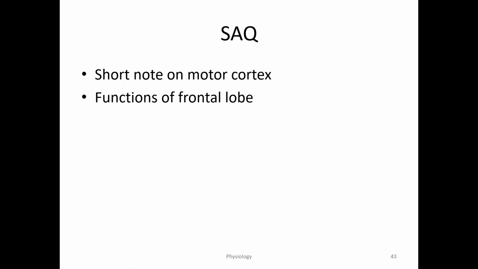In the next lecture, we are going to see how the different descending tracts arise from the primary motor cortex area, supplementary motor area, and premotor area, and what the different functions of those descending tracts are. Okay. Thank you.